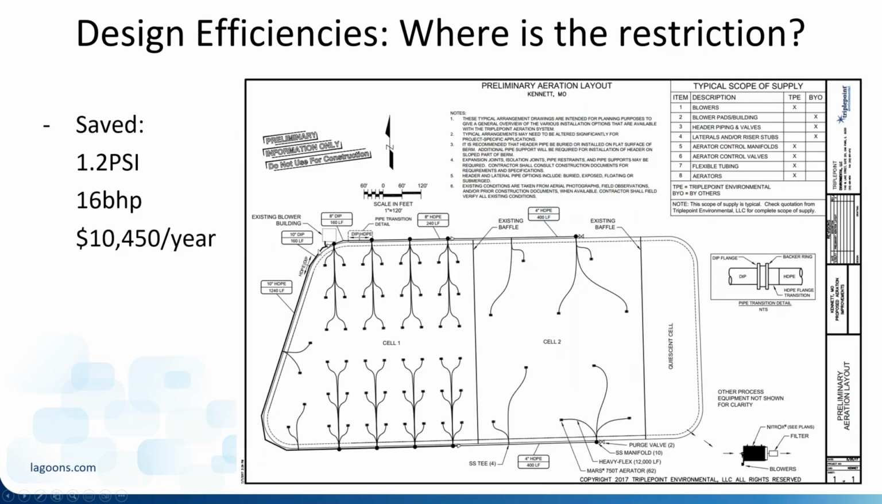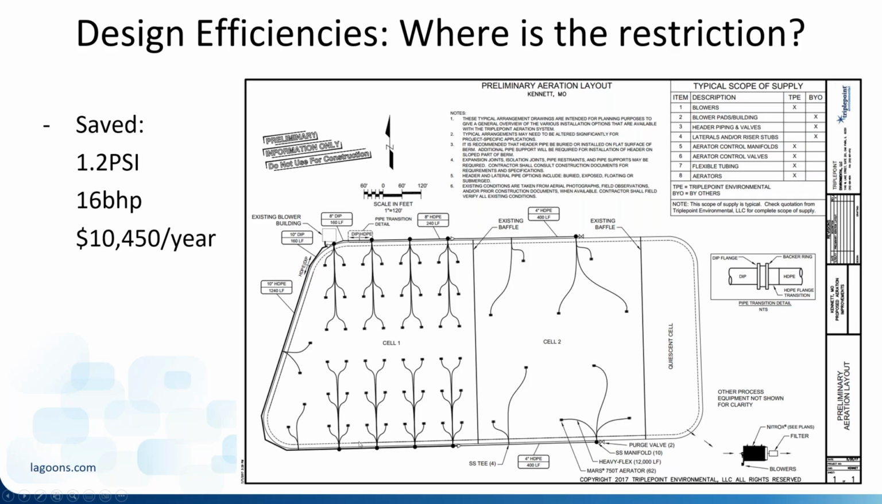Here's another example. We were trying to get air from where the blowers are here all the way across what looks like a 500 or 600 foot wide lagoon, and that was creating way too much back pressure, at least 1.2 psi to get the air all the way over here.